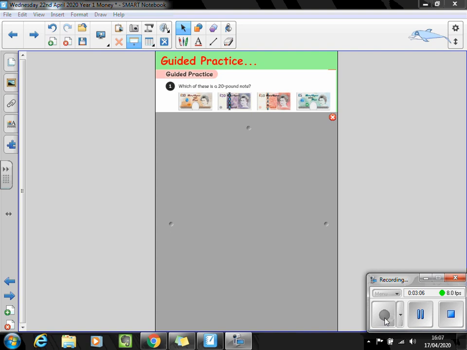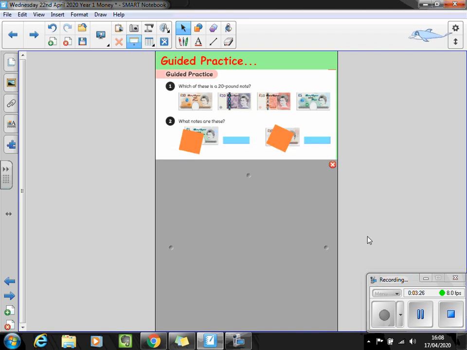Let's have a go at some guided practice before we're left to learn independently. Again, pause the film if you need to before carrying on. Question 1. Which of those pictures shows a £20 note? How do you know? Tell your adult.